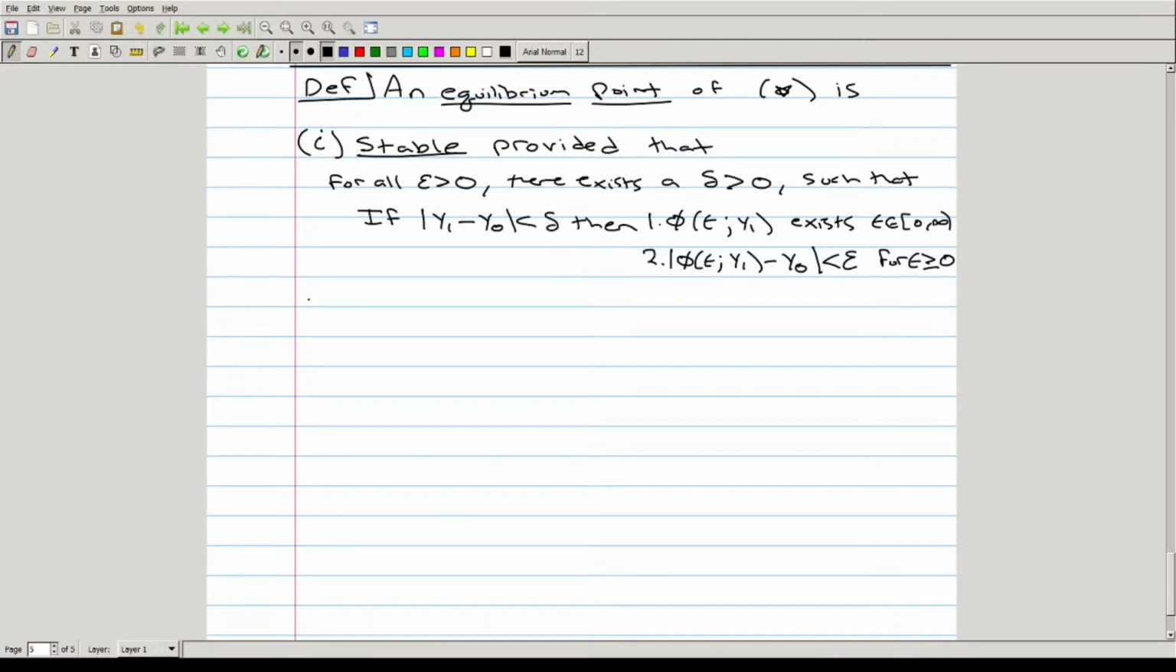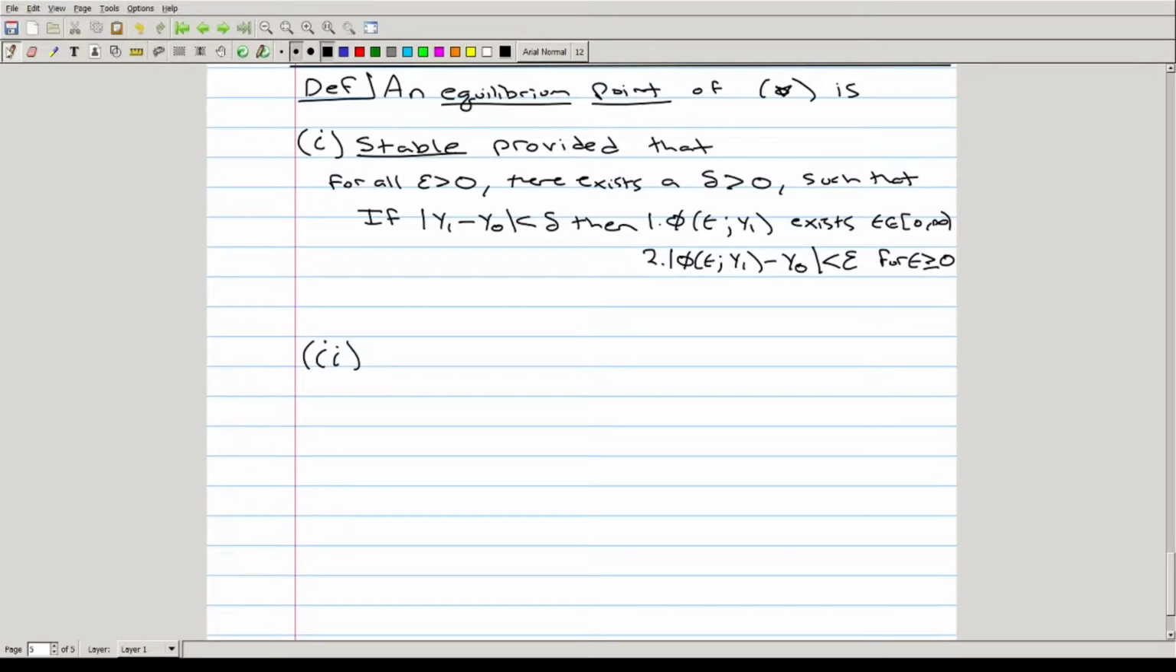And furthermore, it's important to point out here that stable does not mean that it approaches the equilibrium point. It just means that for any tolerance epsilon, for initial conditions that start close enough, within delta of the equilibrium point, the solution starting at that initial condition y1 will stay within epsilon of the equilibrium point.